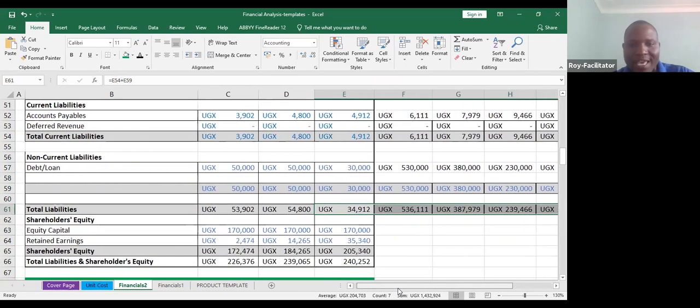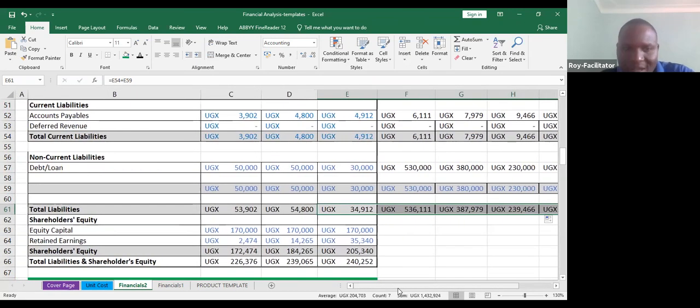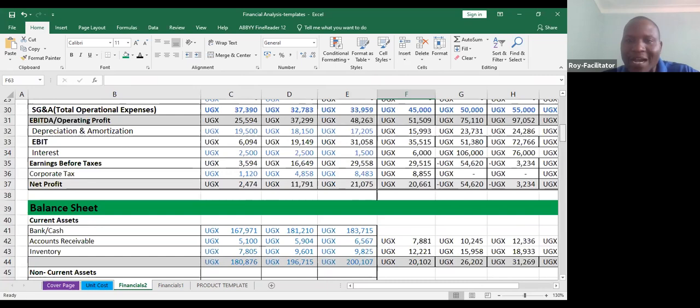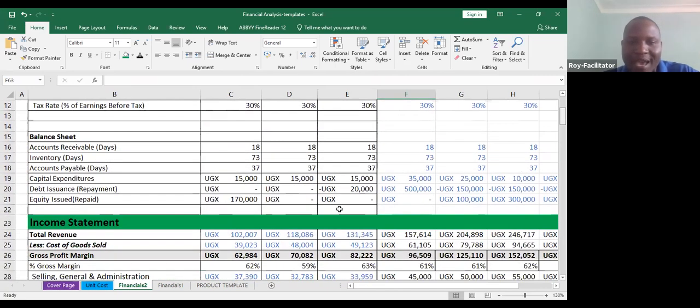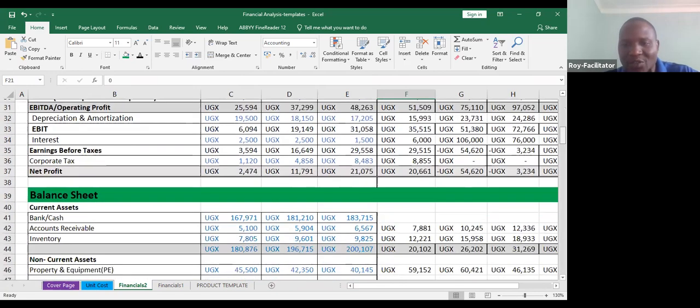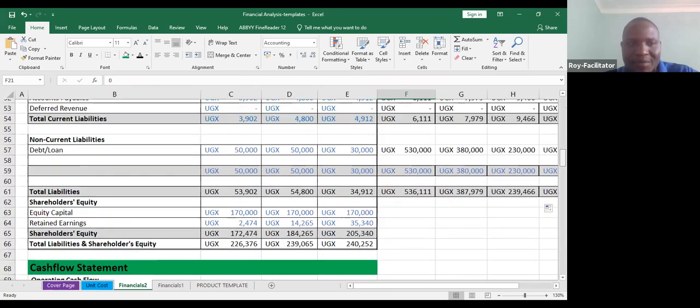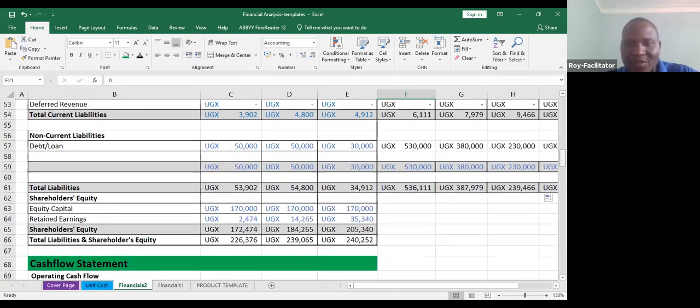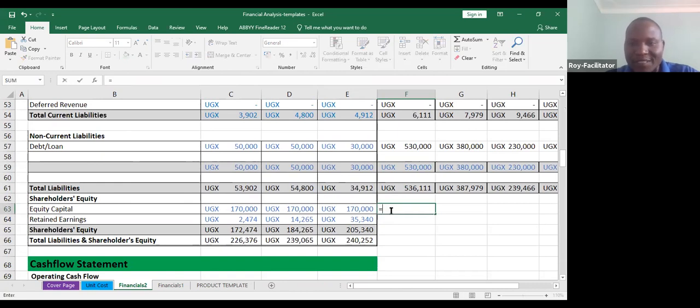Then we go to the equity. What is the equity? So equity, remember on our assumptions, we had mentioned that we are either going to issue or repay. When we issue, it increases. When we repay, we subtract. So on our equity, let me just go to equity and say this is equal to equity capital.